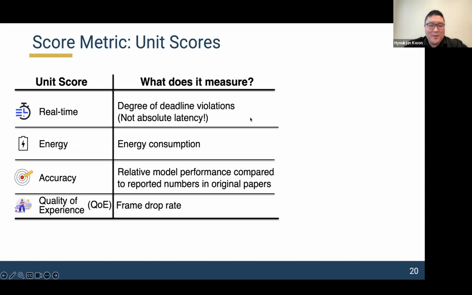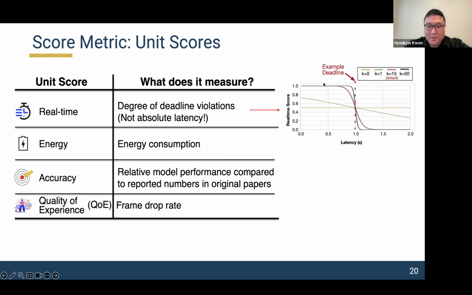So our approach was defining 4 unit scores, focusing on the 4 very important aspects of those systems. The first unit score is real-time score. It measures the degree of deadline violations. Please note that we are not evaluating absolute latency, but we care more about deadline violations because it's a real-time system. And we also care about energy because of wearable devices, so the battery will be the prime challenge. And accuracy, which is actually the model performance, so we want to get high quality outputs from each model. And quality of experience is also an important metric. There are many ways to define this metric, but in this work, we define it from the frame drop rate.